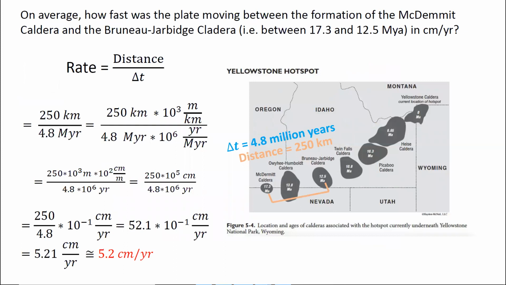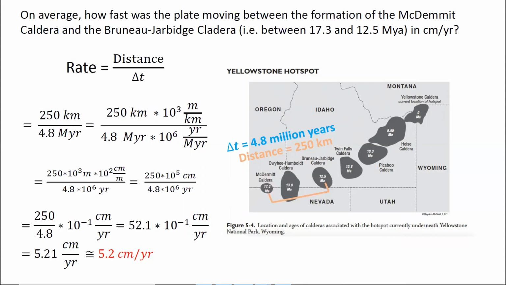All right, so now let's get into some numbers. Let's calculate the rate of plate motion. So here I'm asking, what is the rate that this plate was moving from the formation of the McDermott caldera to the formation of the Bernot-Jarbidge caldera?